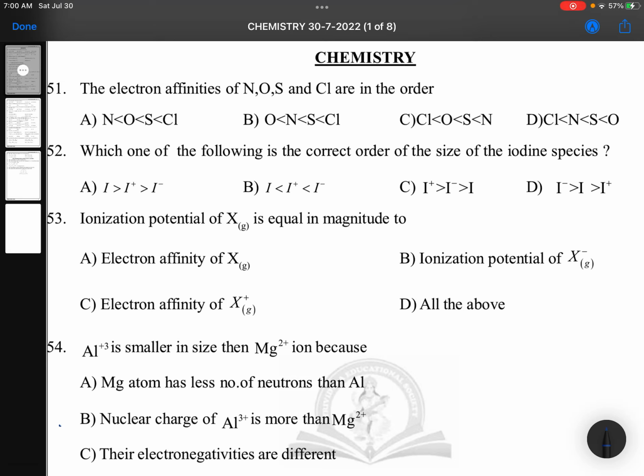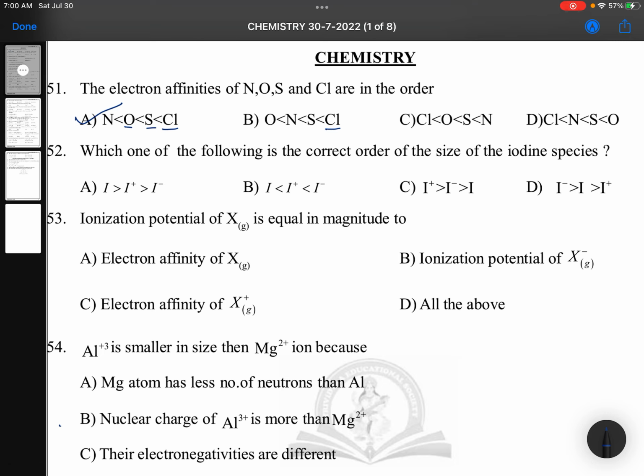Hi, hello. This is related to periodic properties. The electron affinities of N, O, S, Cl are in the order: chlorine is highest, so you need to go with these two. Then oxygen, sulfur, you check. Sulfur should be greater. Which one of the following is the correct order of the size of the iodine species?